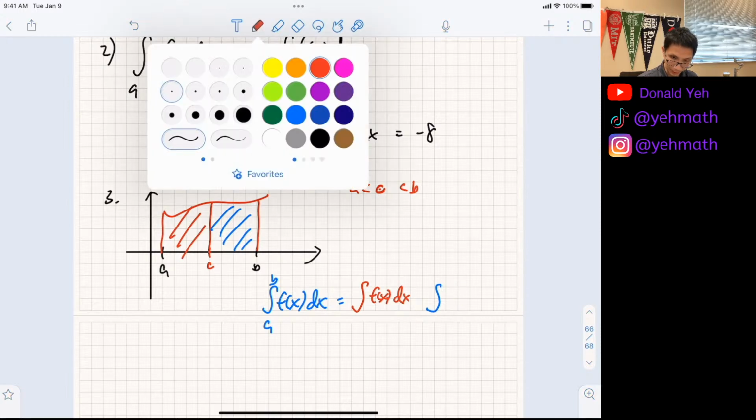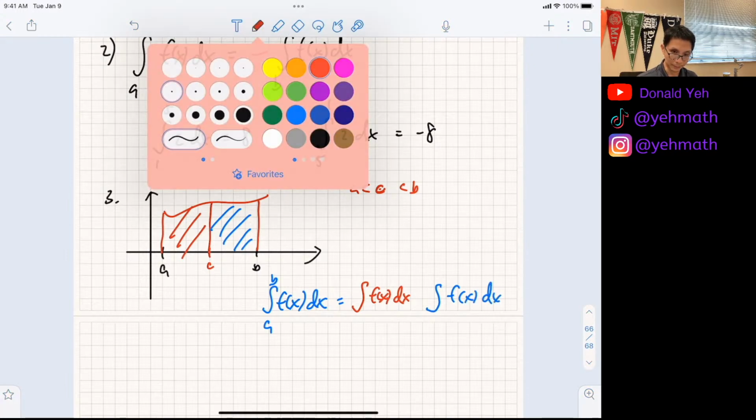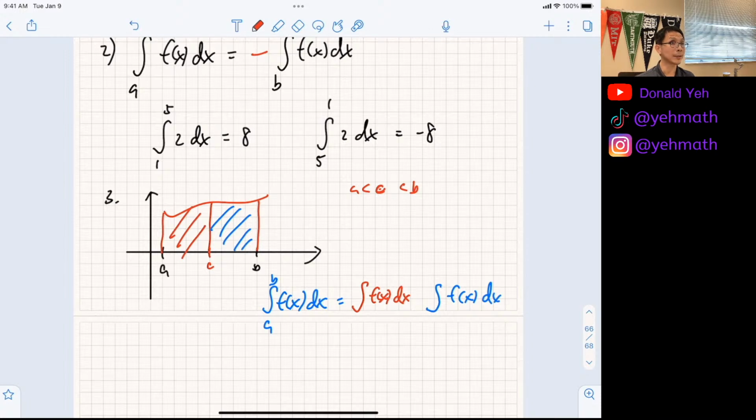I kind of show you the color code for you. What do you think the domain is going to be? A to C and then C to B. A to C and C to B. And it should be adding, because it's one area plus the other area equal the whole area, right?